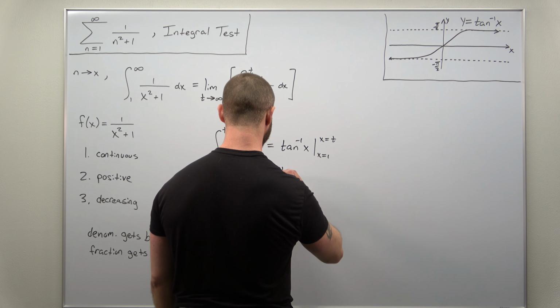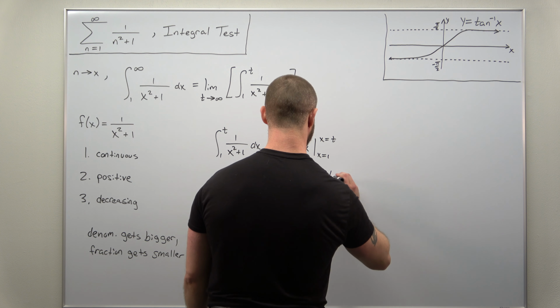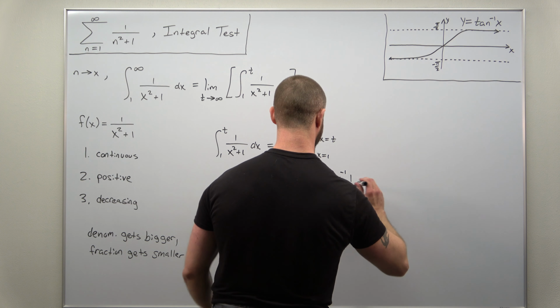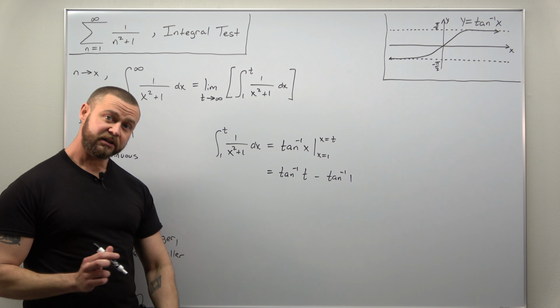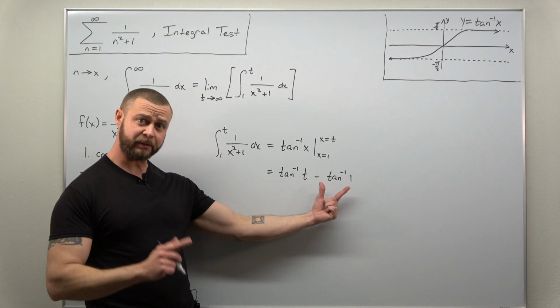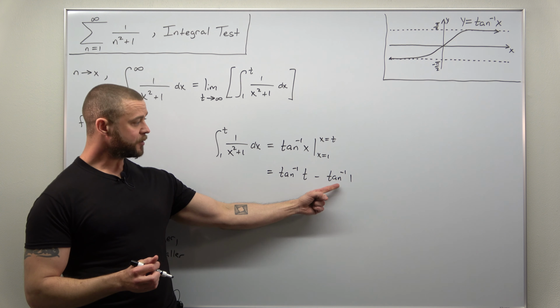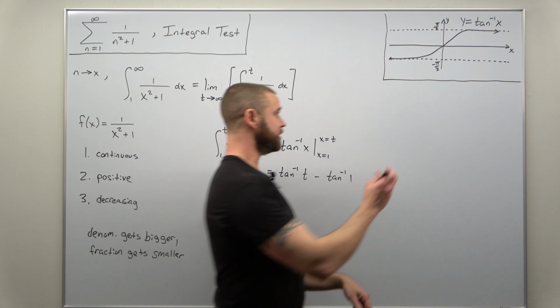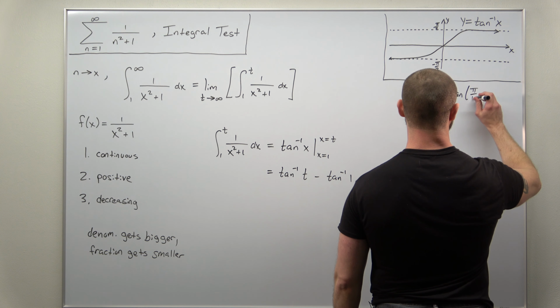We get inverse tangent of t minus inverse tangent of 1. And as a calculus student, you should be comfortable with some special values for trig and inverse trig functions. You might recall that tangent of pi over 4 equals 1.